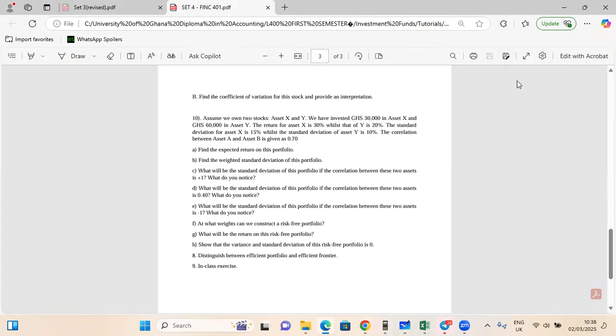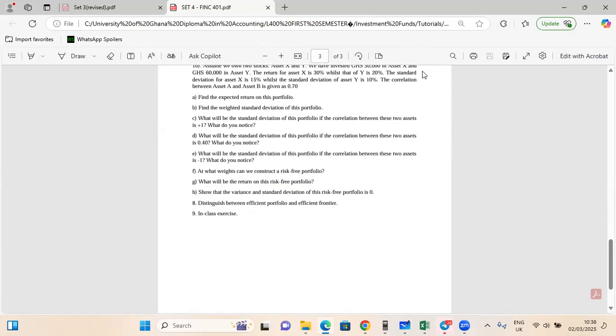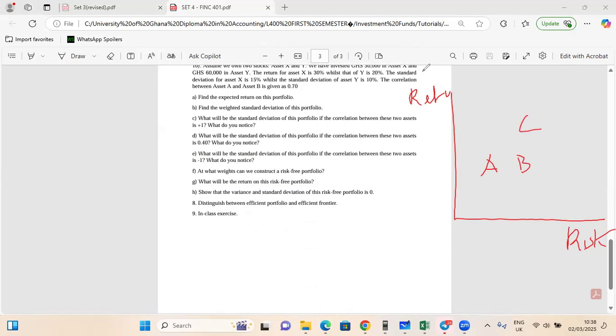See, I do the graph like this, and then risk, and then return. And then I said A, and then B, and then C. Right. So A, B, C on this graph is the kind of portfolios that we think they are efficient.